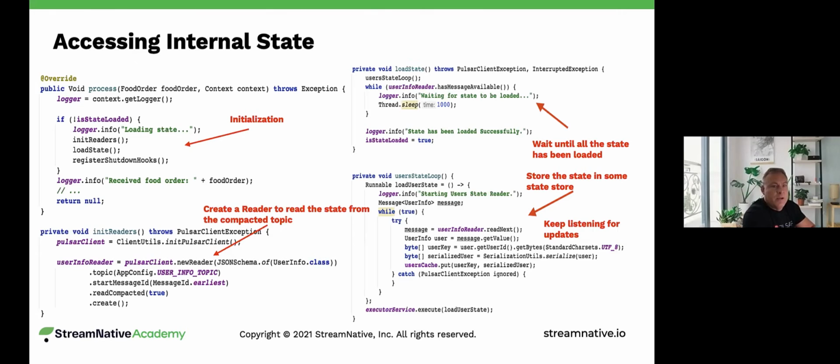So this is a common pattern for accessing state that's stored inside a Pulsar topic from inside a Pulsar function. And again, Pulsar functions can be used as a microservice, so this is another pattern for implementing that and accessing that data.